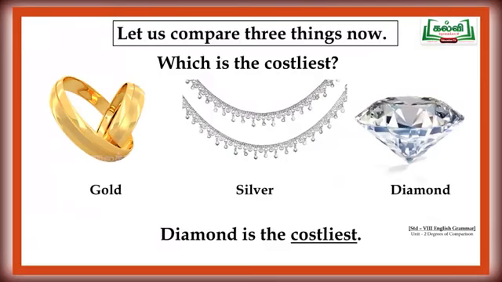Can we do it? Yes. Gold, silver, diamond, which is the costliest one? Exactly right. Diamond is the costliest one. So, diamond is the costliest. Here, costliest is the superlative form of degree. Shall we see one more example?